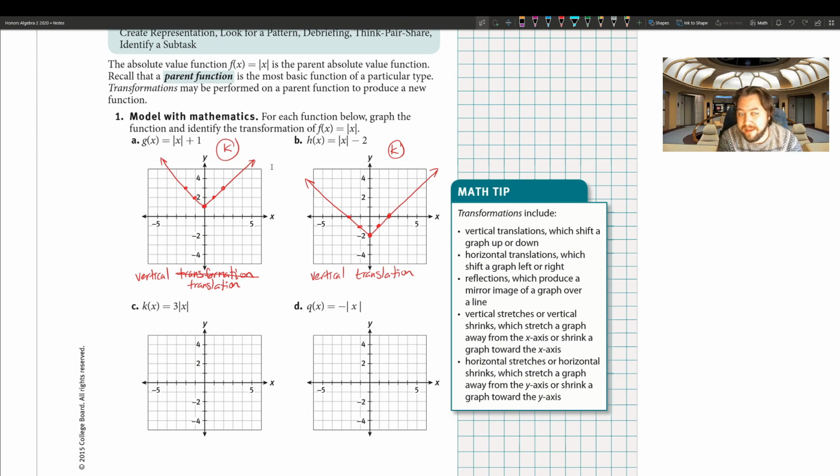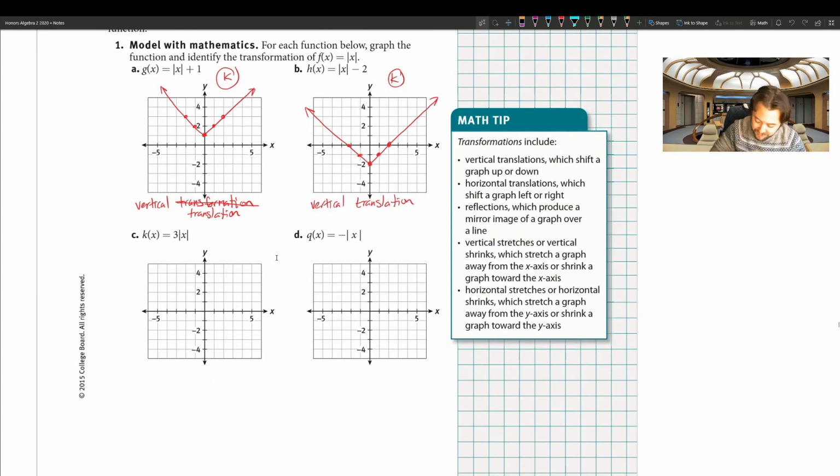So let's take a look at c. k of x is 3 times the absolute value of x. So if the absolute value of x is 0, 3 times 0, nothing's really going to change here. 0, 0. Let's say I put a 1 in there. So 3 times 1 is going to be 3. So 1, 3. We can do 2 times 3, but that's kind of off the scale, so I'm not going to do that one. We'll do negative 1 times 3. Absolute value, negative 1, positive 1 times 3.